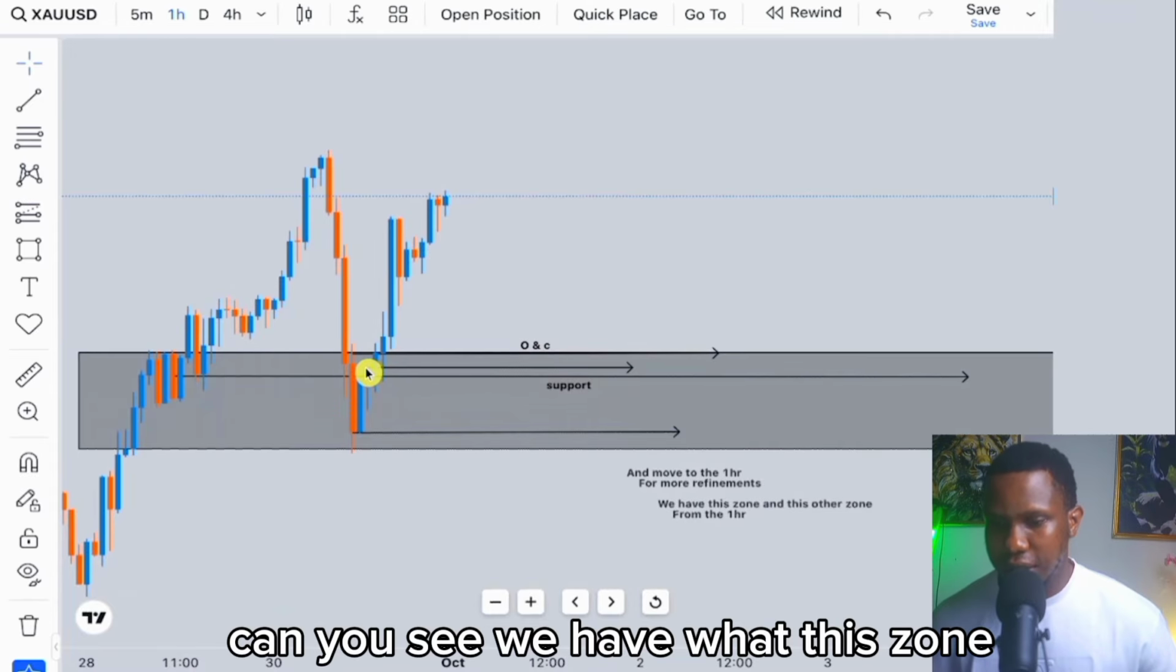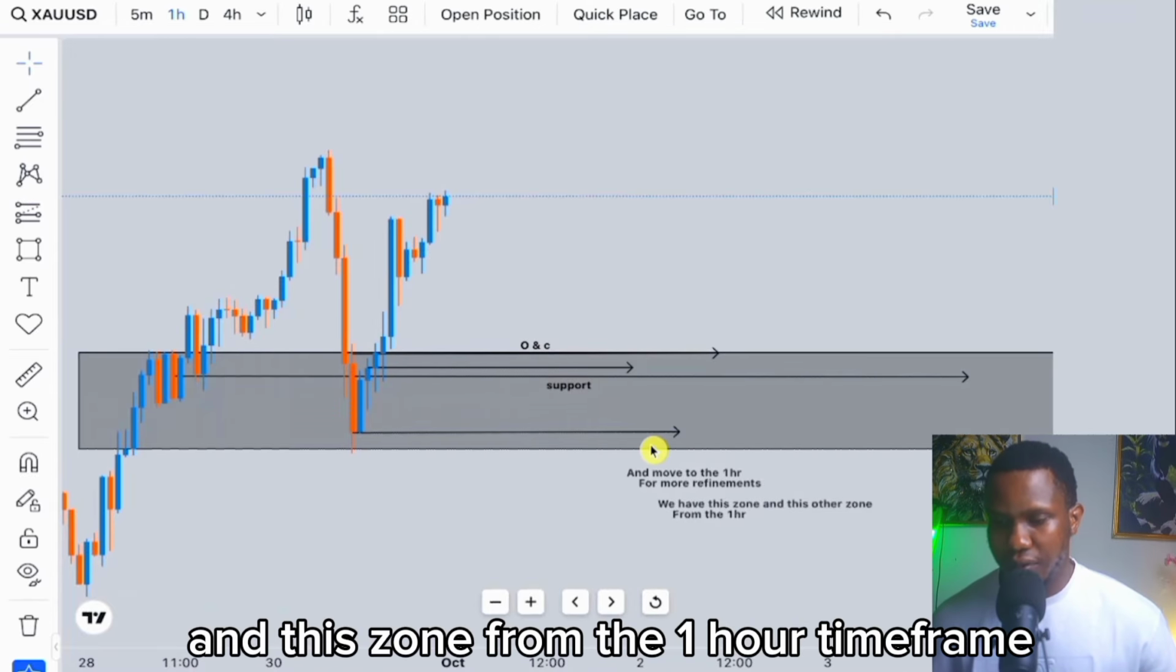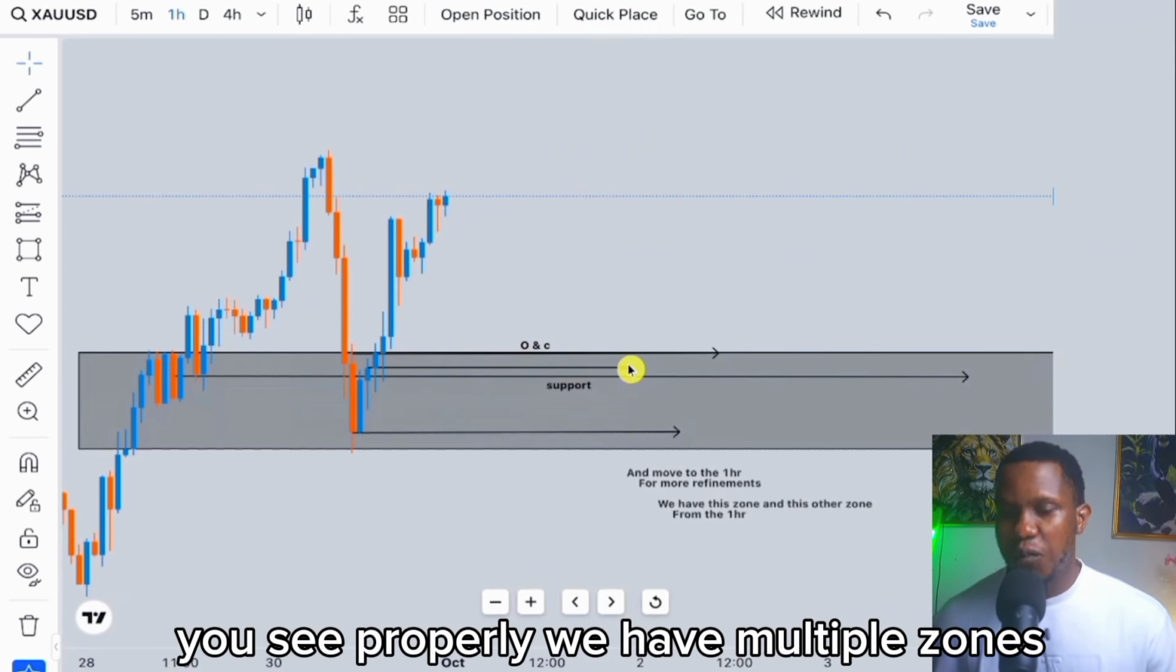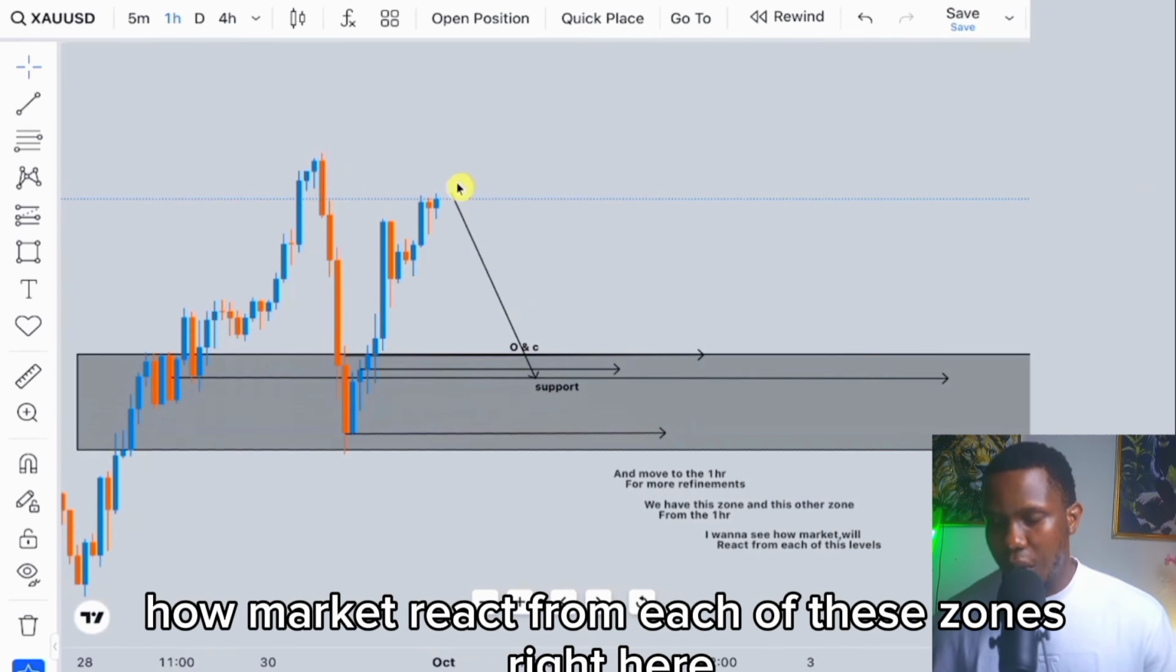Can you see we have this zone and this zone from the 1-hour time frame? If you see properly, we have multiple zones. I'm gonna see how the market reacts from each of these zones right here.